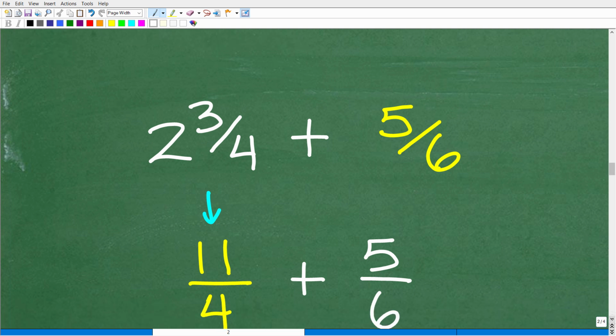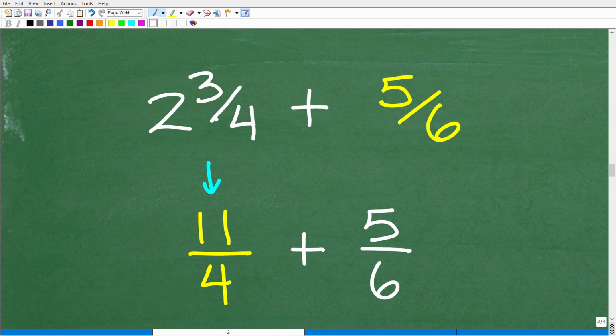But actually what I'm going to do is write this mixed number fraction as an improper fraction. Okay, so the way we do that is we're going to take this 4 and multiply it by 2. So 4 times 2 is 8. 8 plus 3 is 11. That's my numerator over 4. So hopefully you remember how to do that. You need to be able to go from an improper fraction to a mixed number fraction and vice versa, right? This is a critical basic math skill. Okay, so instead of 2 and 3/4, an equivalent fraction is 11 over 4 plus 5/6.